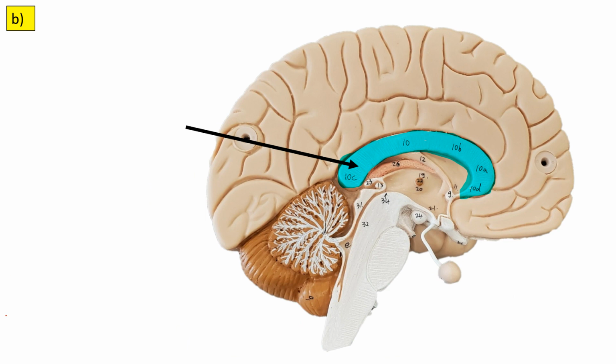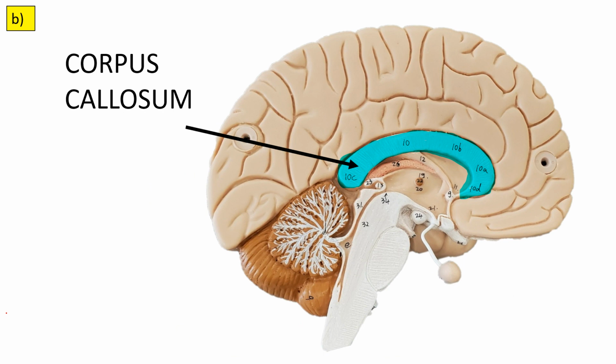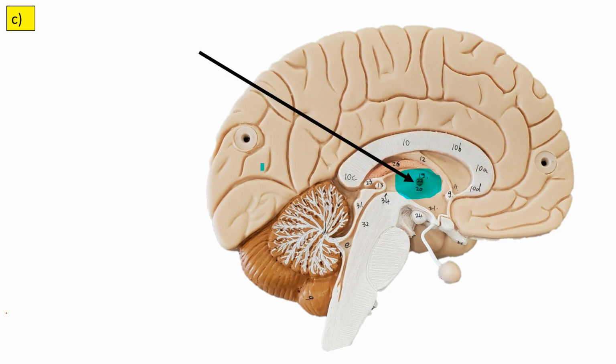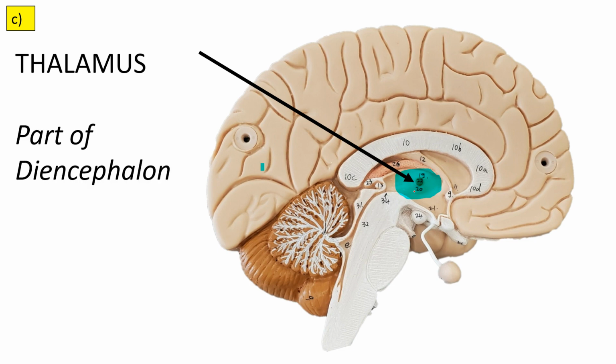This area here that's highlighted in blue is the corpus callosum. On the brain model, it's going to be white. On the sheep brain, it's going to be a whitish color because it's made of myelinated axons that connect the right and left hemispheres. This area right here, letter C, this whole circular area, kind of looks like maybe an eyeball with a little dot in the center. This whole structure is the thalamus.